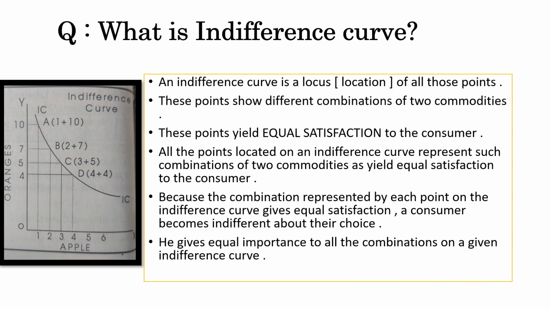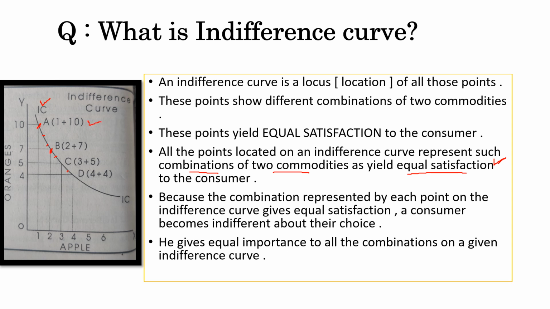The first basis is equal satisfaction. You can choose a point here, you can choose a point here, you can choose any point. All these points which are lying on the IC curve mentioned here will give you equal satisfaction. These points will have different combinations of two commodities. As you can see, combination A is giving you a separate combination. Combination point B is giving you a separate combination.